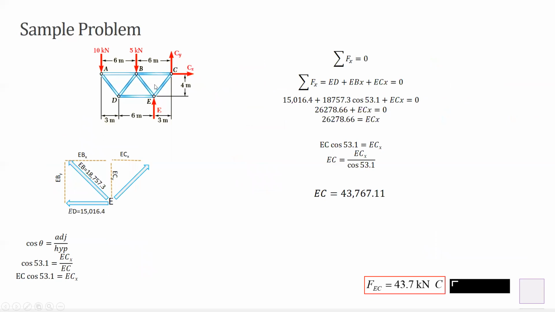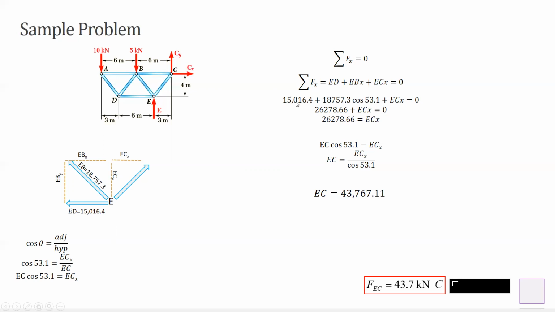Now we move on to point E, and we're almost done. This is the last one. So point E, we can actually just do it with one equation because we have only one that we don't know, and that is this EC. So we're going to do the X's. The sum of the forces in the X is ED, which we know, EBX, which we know, and we have ECX, which we don't know. We can get the ECX right here, which is EC cosine 53.1, and we can plug those in.